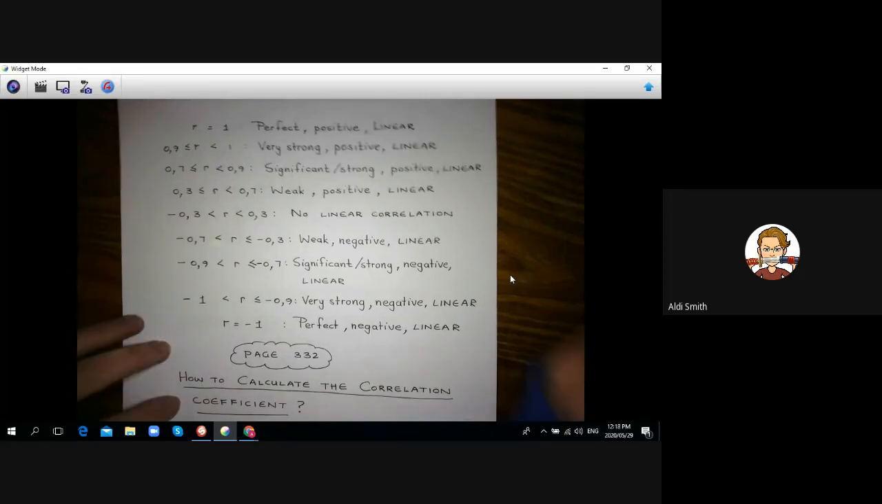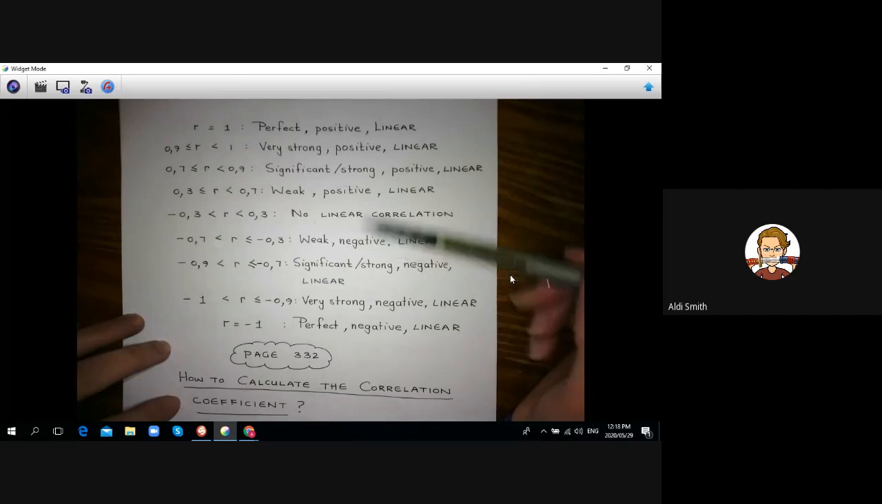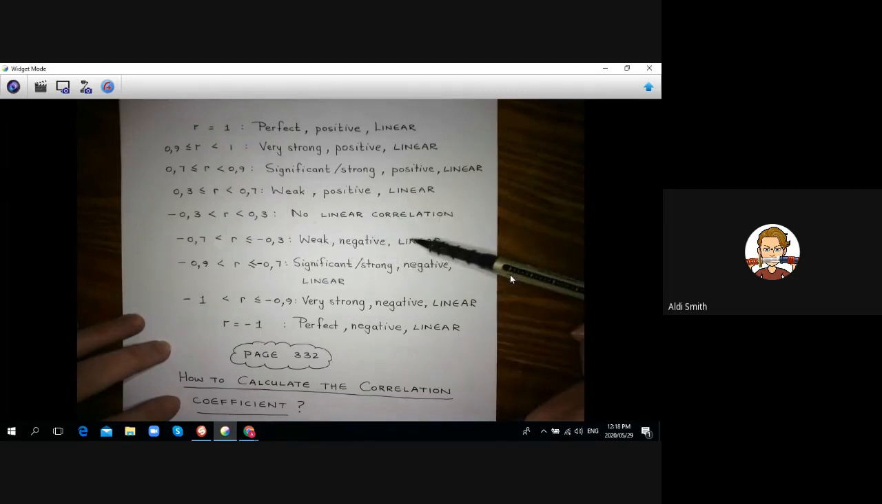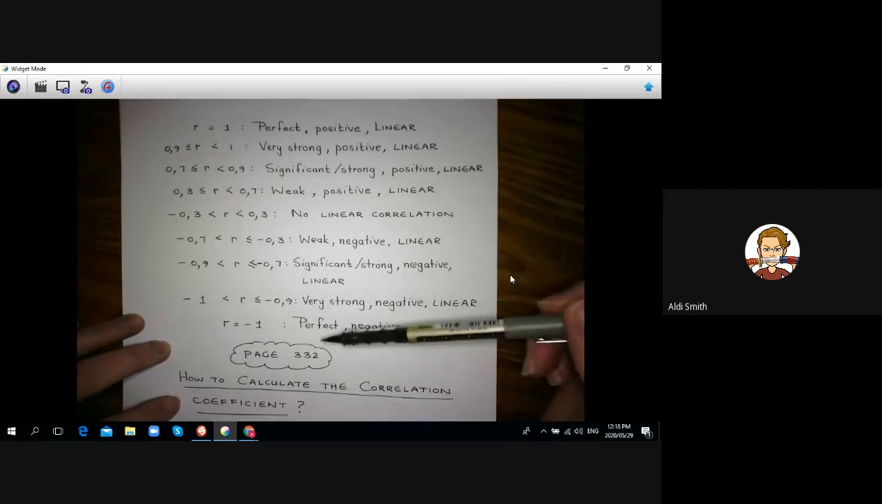Then over here, this is just, if you think about it, the reverse of that. This is a weak negative linear correlation. This is a significant negative linear correlation. This is a very strong negative linear correlation. And this is a perfect negative linear correlation.